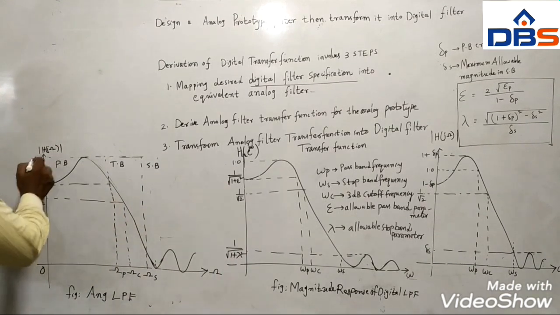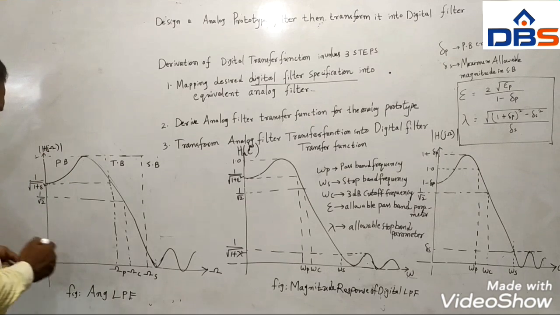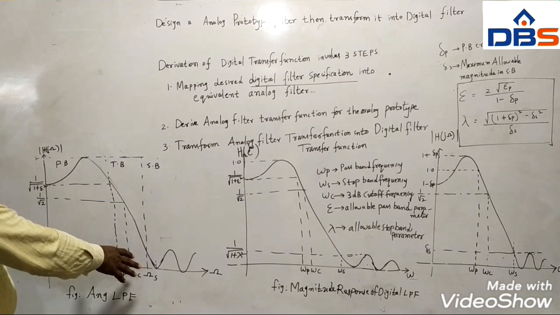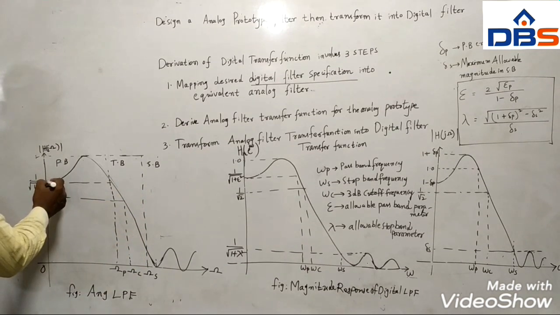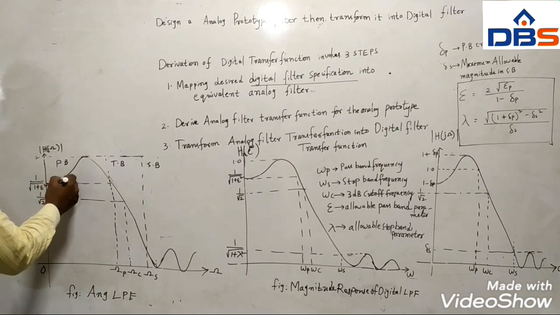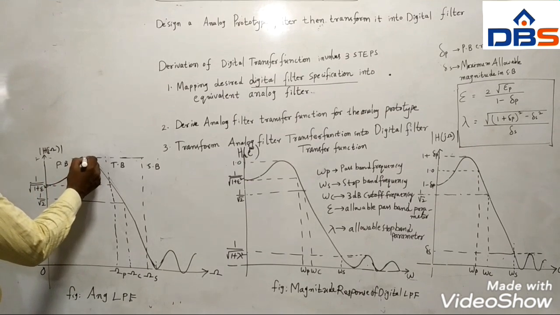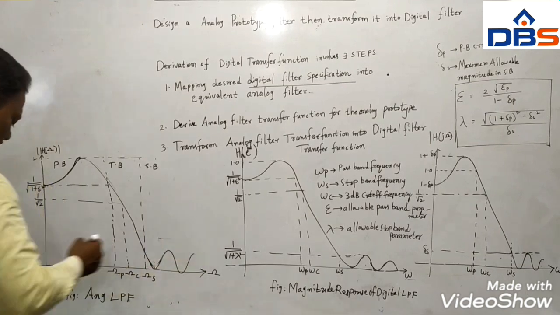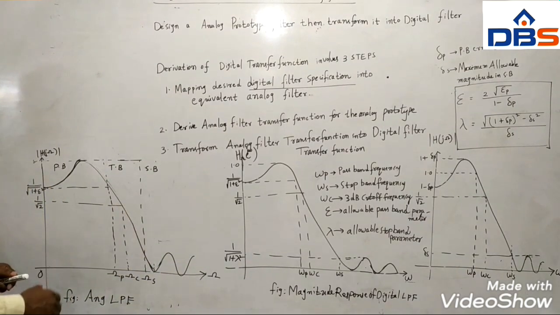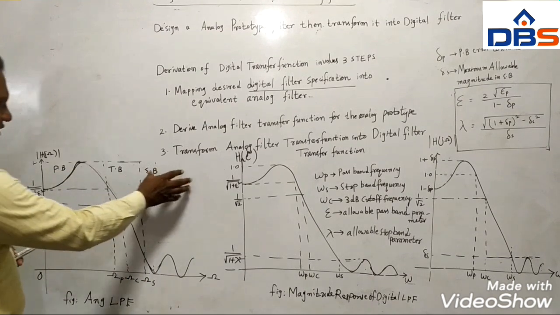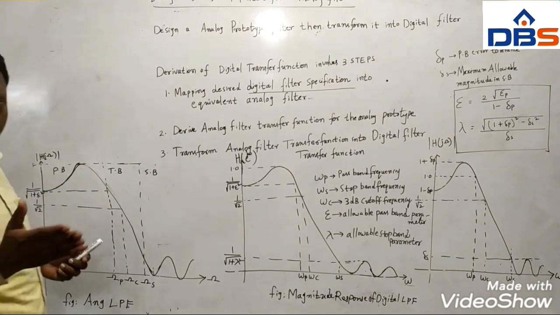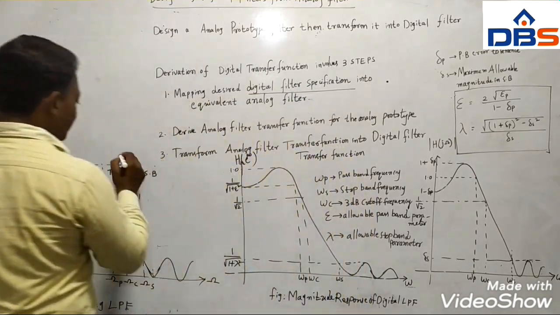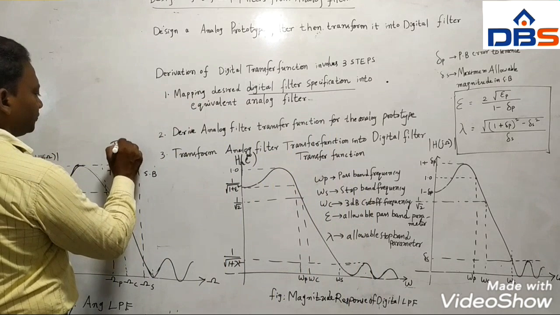First, this is an analog low pass filter magnitude response. It starts here and reaches the maximum value here, and it is slowly reducing, and finally it has some small oscillations in the stop band. This is called the pass band and this is the stop band. There is some other band also defined here, that is the transition band. TB means transition band.